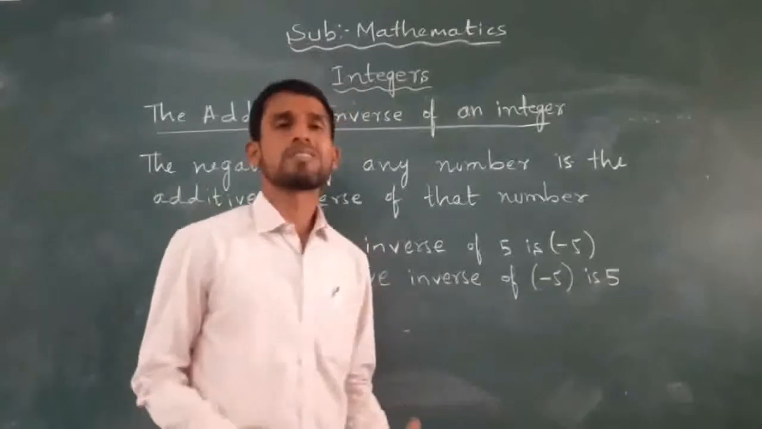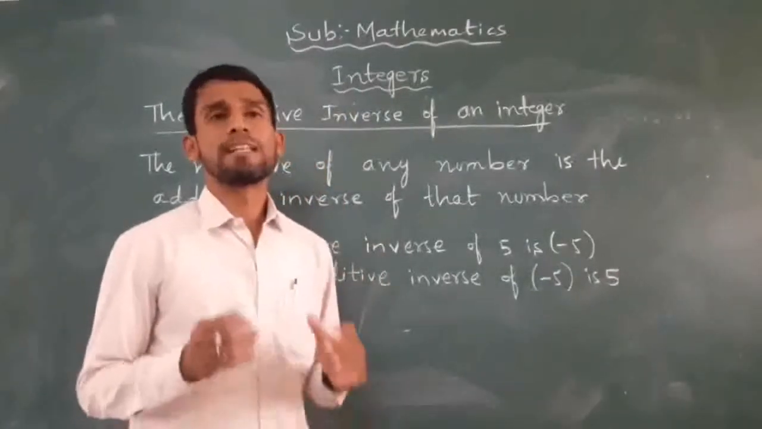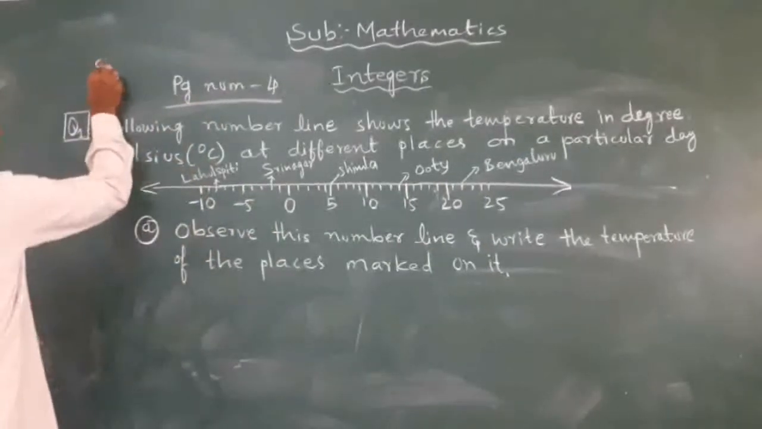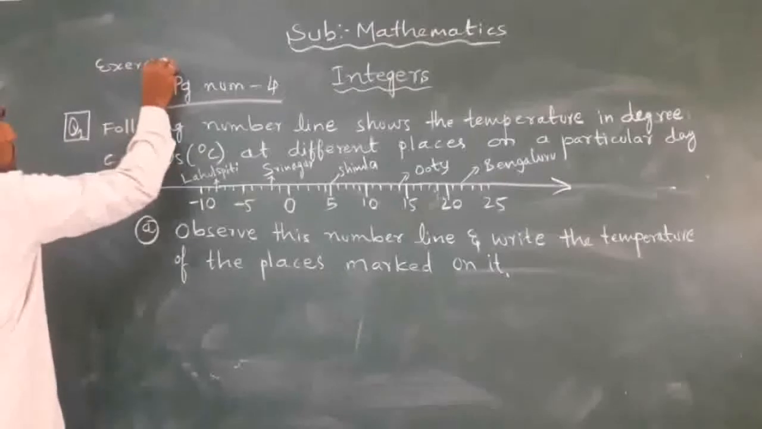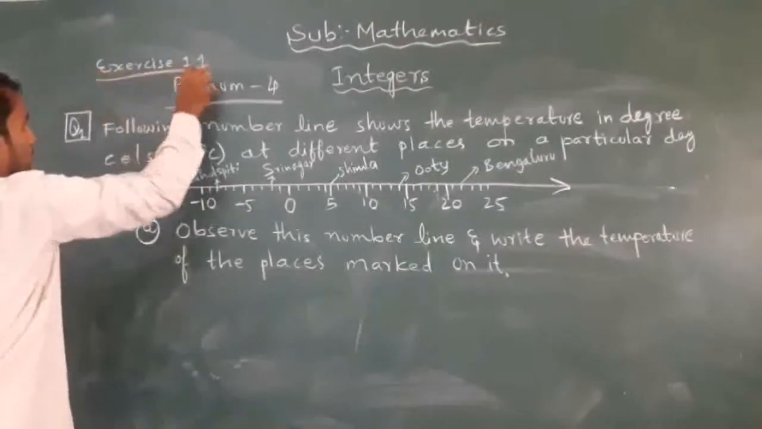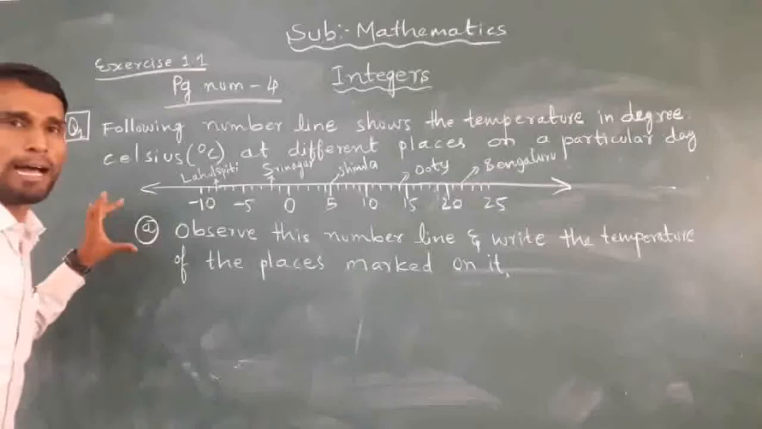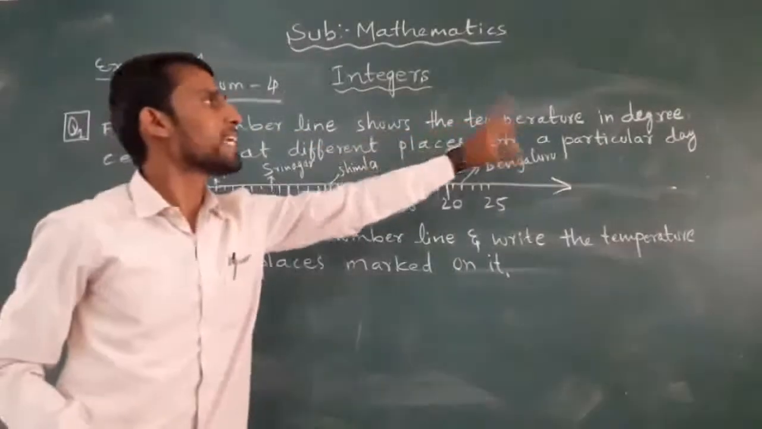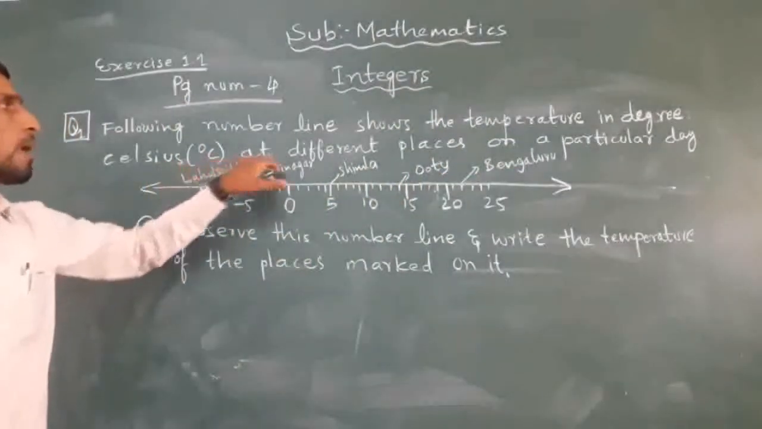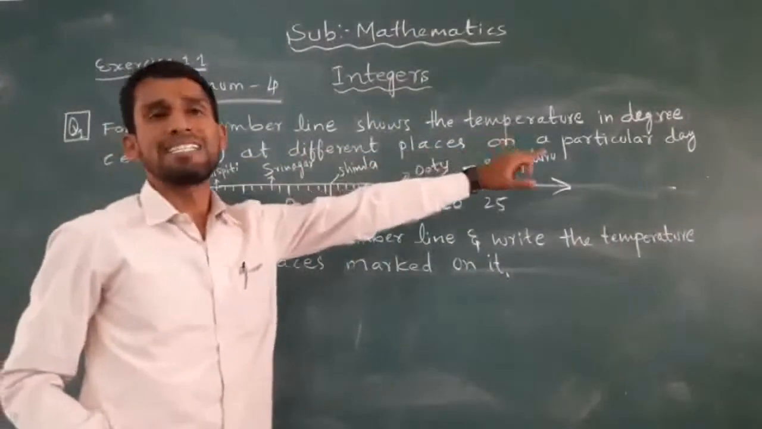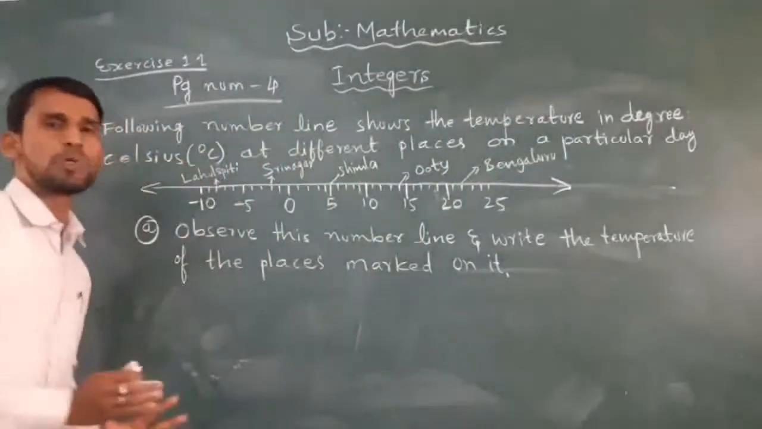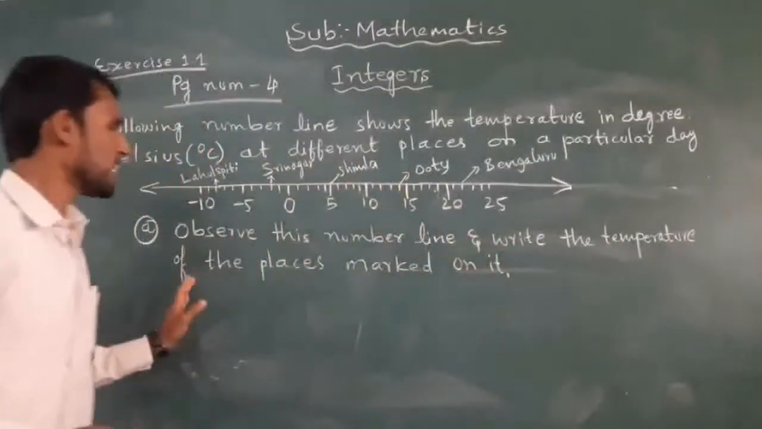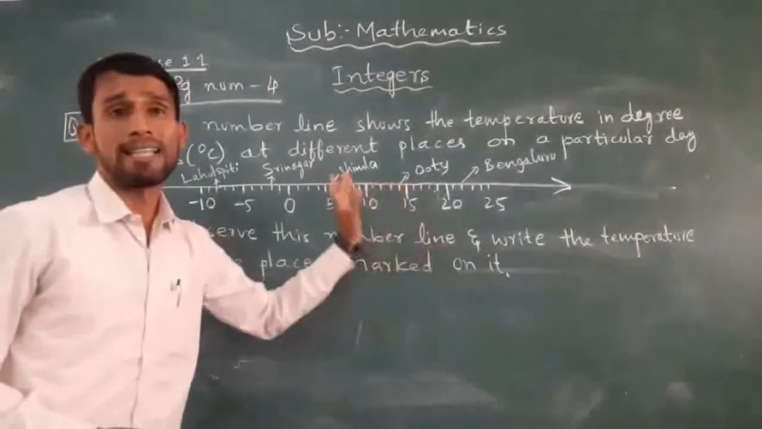Next, we are going to solve the first exercise, page number 4. See here, Exercise 1.1. I am taking here the first problem, first part. Page number 4. The following number line shows the temperatures in degrees Celsius at different places on a particular day. We have to find out here the first part. Observe this number line and write the temperature of the places marked on the number line.